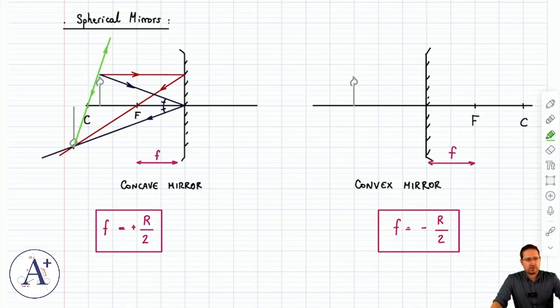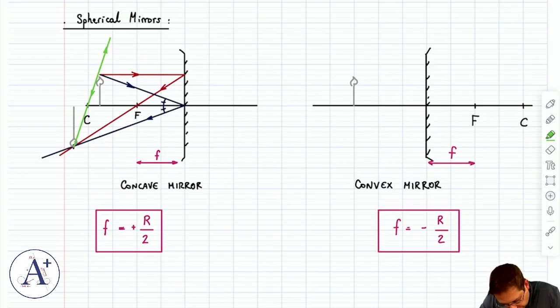Now you can put the candle wherever you want, and so long as you follow those rules, you will figure out where the image forms. Practice is a good idea anyway, but I'm not going to draw all three cases. You have those three principal rays to work with. Typically, you choose two of them, and you find where the image forms. Okay, so that's for a concave mirror.